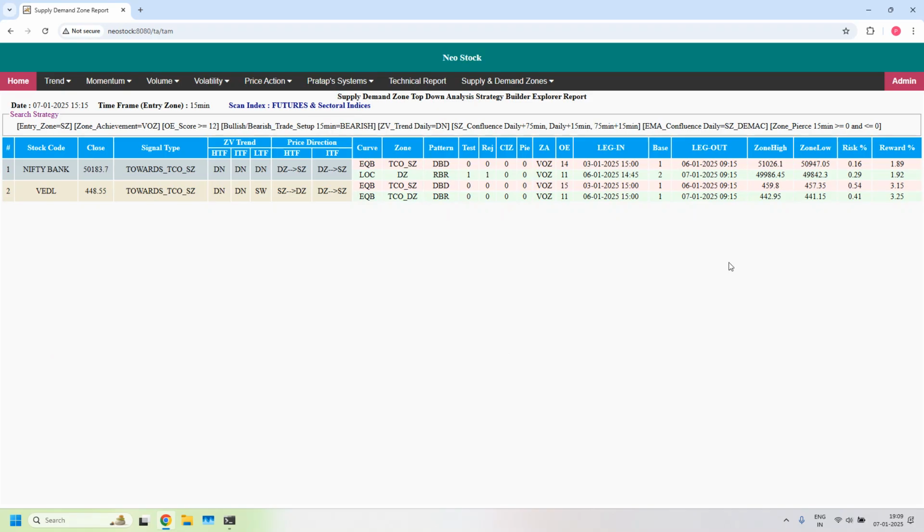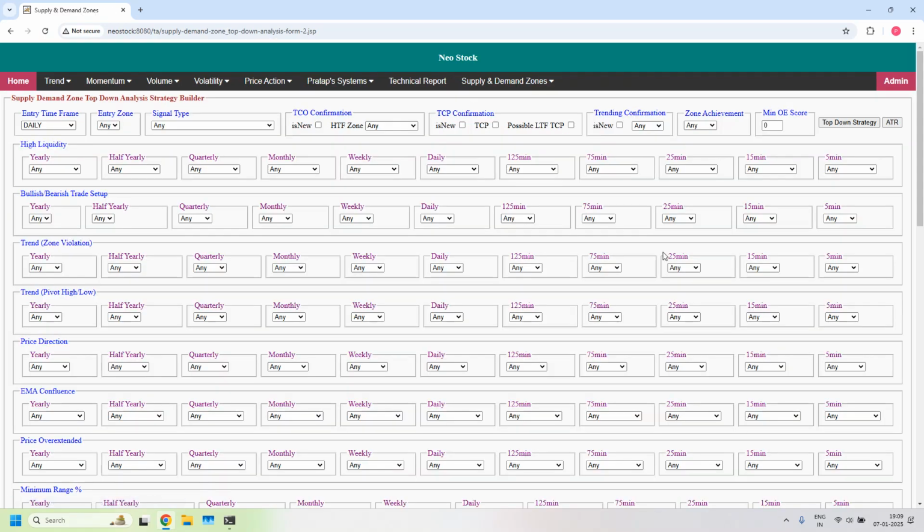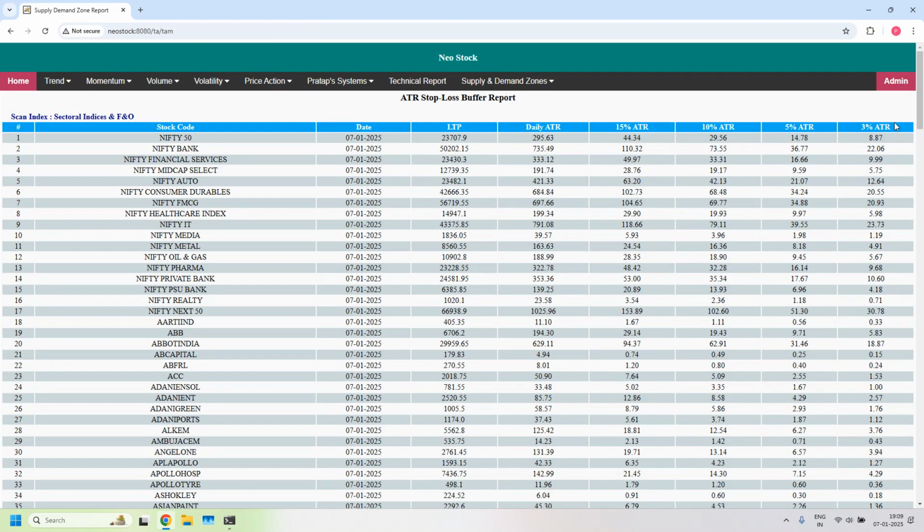And in the final report, let us generate stop buffers based on daily ATR. First 17 in this list are indices, remaining all are equity stocks. Okay, I keep scrolling the list down. If any of the stock you want to refer, there you please pause the video. After that, you can proceed further. Okay, I am scrolling the list down.